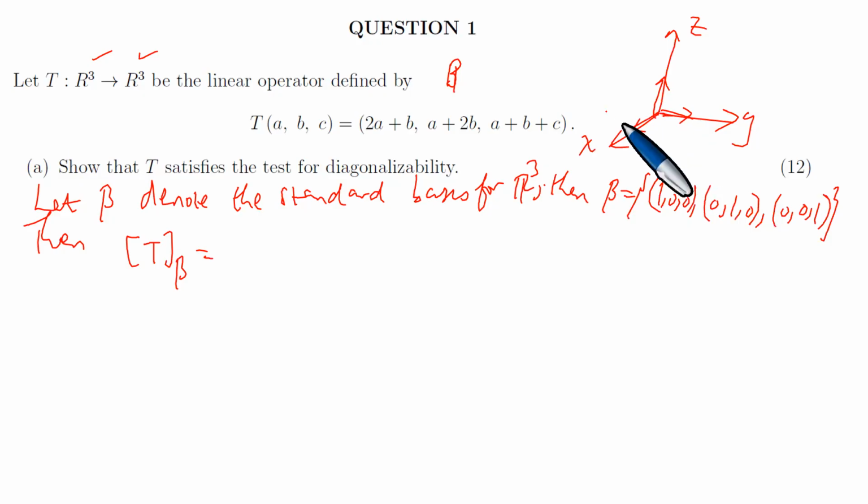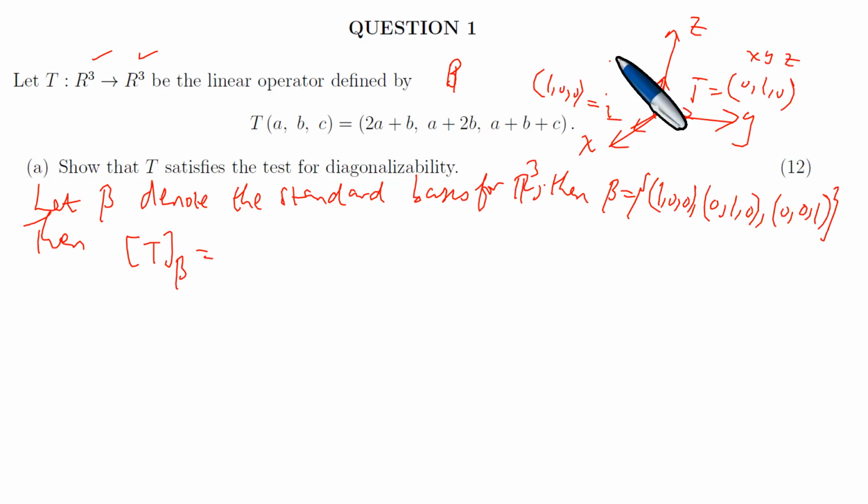In this three-dimensional space, the unit vector here is called the I vector, which is 1, 0, 0. This one is the J vector, along the y-axis, which has 1 in the middle. And the z vector is 0, 0, 1, because x, y, z is the order of the vector components.